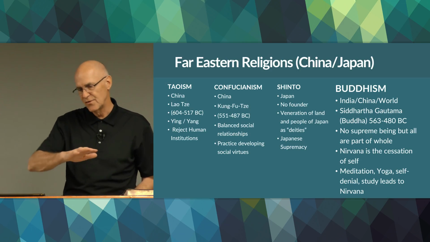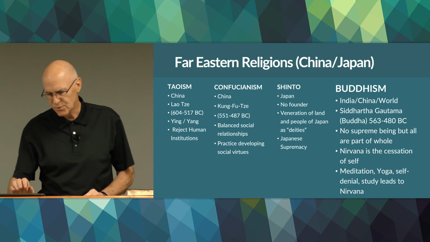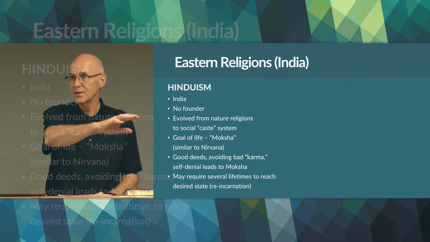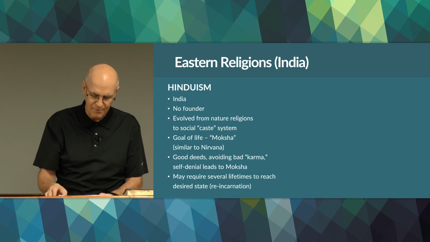The next group of religion, so these are the Far Eastern religions: Taoism, Confucianism, Shinto, and Buddhism. The next ones are the Eastern religions, the first of which is Hinduism, which began in India. It is the oldest organized religion still practicing today. It began roughly 2000 BC. There is no founder. It evolved, another religion that evolved from nature religion. This is why I talked about primitive religion, because a lot of the organized religions evolved from primitive religions, and Hinduism is an example of that.